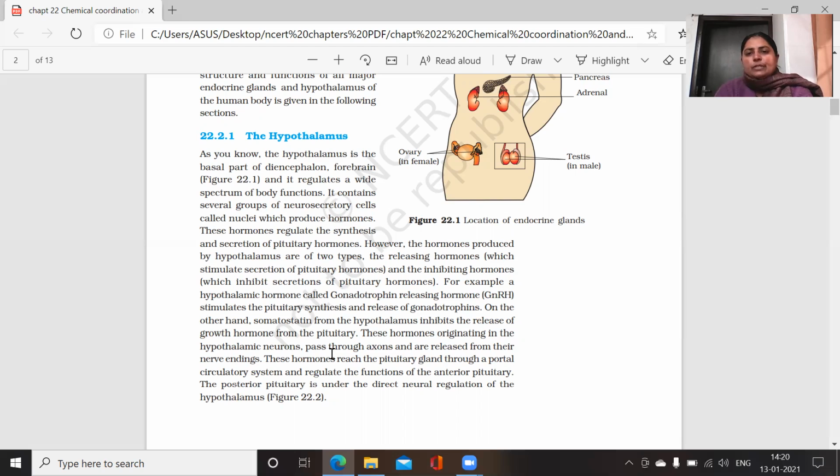These hormones originate in the hypothalamic neurons and later pass through the axons and nerve endings. When these hormones reach the pituitary gland, they move with the help of a portal circulatory system. This means the neurons which carry these hormones from the hypothalamus are neurosecretory type of cells.